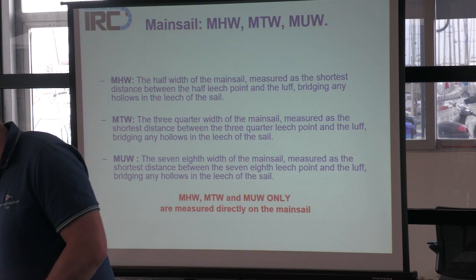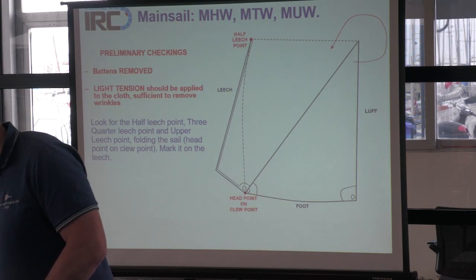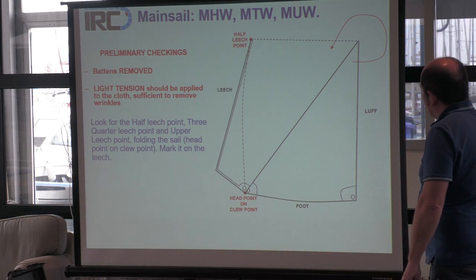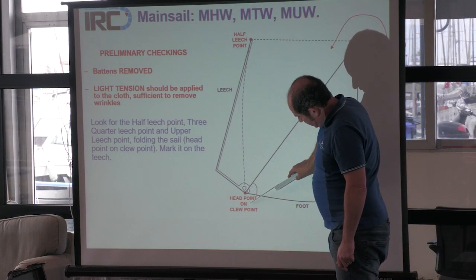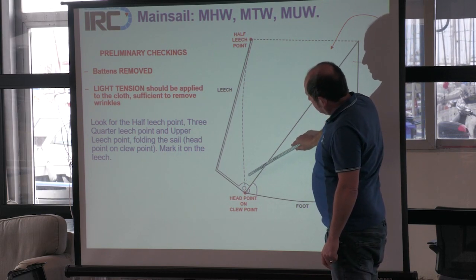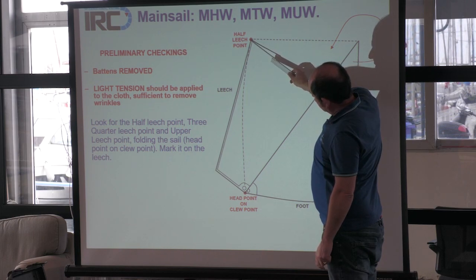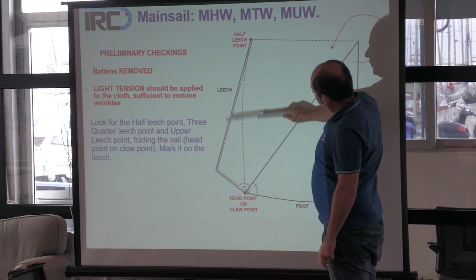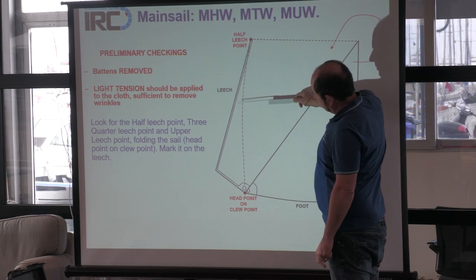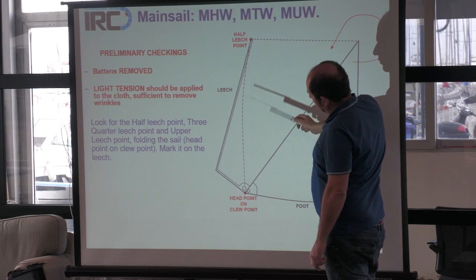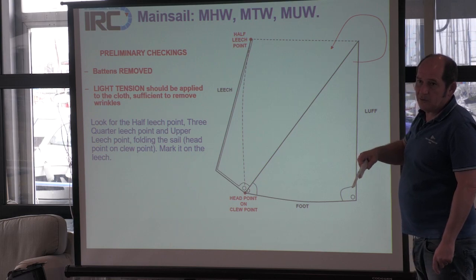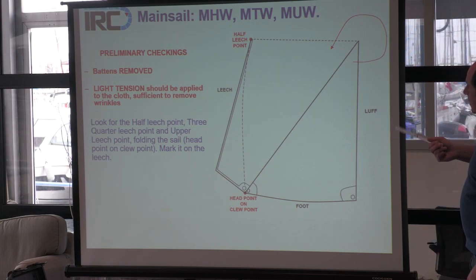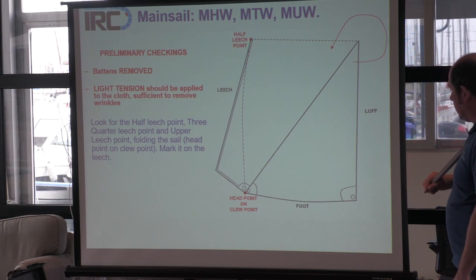The technique for finding the points is as follows. You have your mainsail flattened on the floor. You take the head point and put it on the clew point, and here you will find the half leech point. When the half leech point is found, you take the head point and you put it on the half leech point, and you will find somewhere over there the 3/4 point. And when you have the 3/4 point, you put the head point on the 3/4 point, and you will find the upper point. Maybe difficult to understand with the drawing, but in practice you will see it's an easy thing.